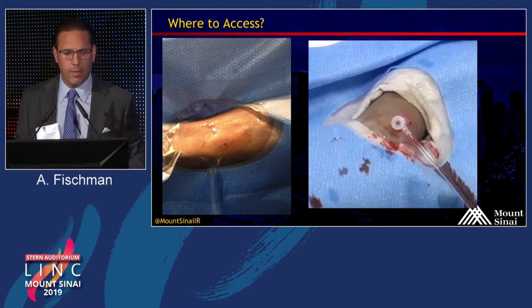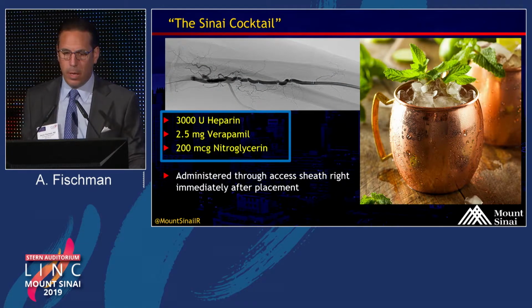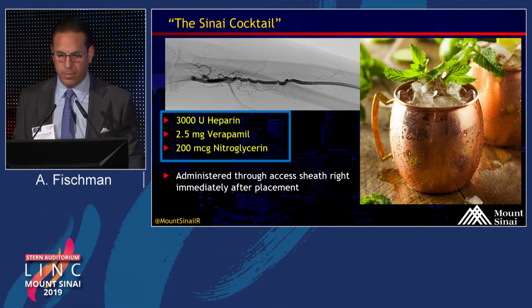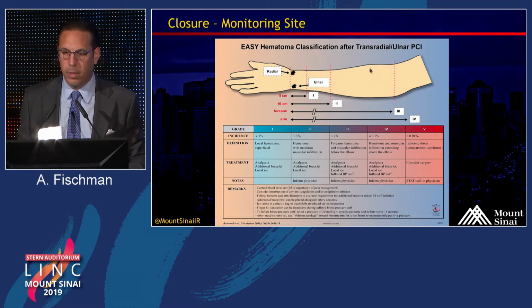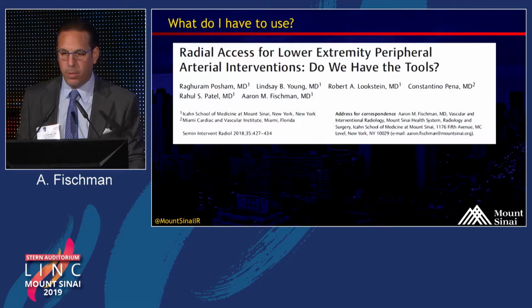In terms of PAD intervention, in terms of where to access, this is sort of a great depiction of the styloid. But really what you want to do is go a little bit higher, particularly if you're worried about length of your devices. I always give a medication solution, which includes heparin, verapamil, nitroglycerin. Obviously, there's different ways to do that. And you do need to be aware of hematoma classification when you do these cases, particularly when you're giving heparin. This is an example of where we would potentially be worried about access. And so I'm going to go over what's available now and how we approach this.